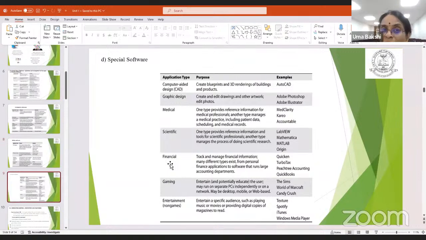Then special software. Sometimes it's called the application software we call for railways, for aeroplanes, for billing, then for gaming. Then you have entertainment, the set-top box. That is a utility software. Or you can have medical software, graphic design software, or computer aided design, CAD.